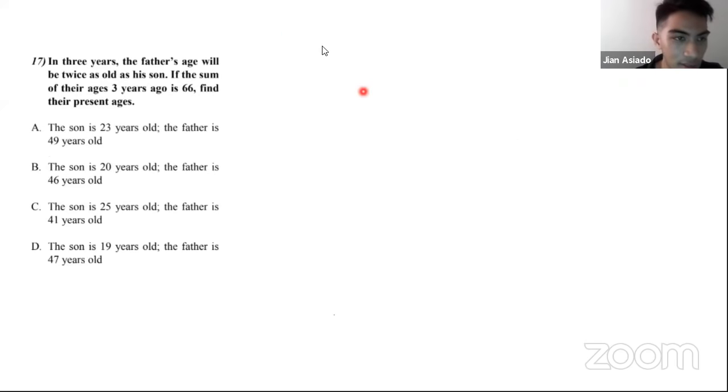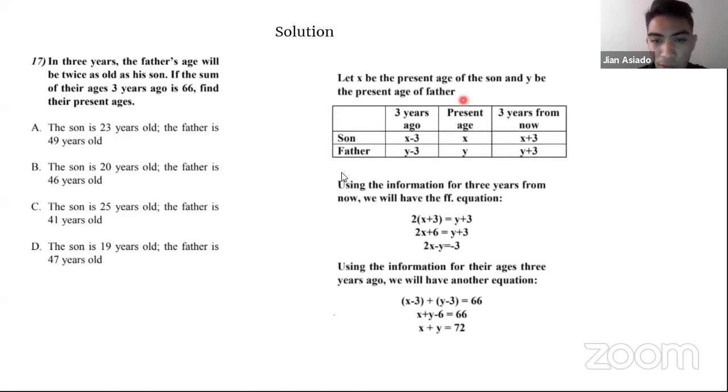No. Okay. So 17, in 3 years, the father's age will be twice as old as his son. If the sum of the ages 3 years ago is 66, find their present ages. Okay, so what you can do is pwede kang gumawa ng table mo para hindi ka malito, no? So yun yung ginawa dito sa slides. And then 3 years ago, no, so yun yung x minus 3, y minus 3, and then x and y is the present age. Then 3 years from now is add 3.